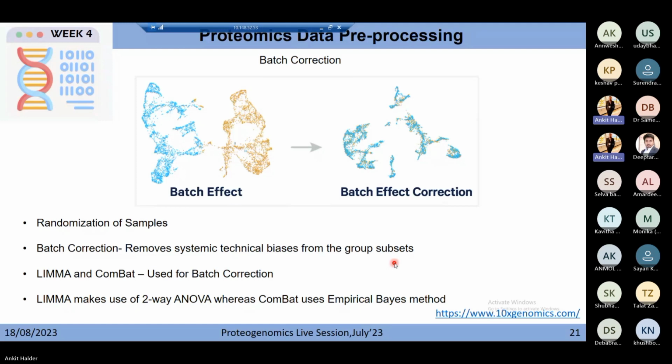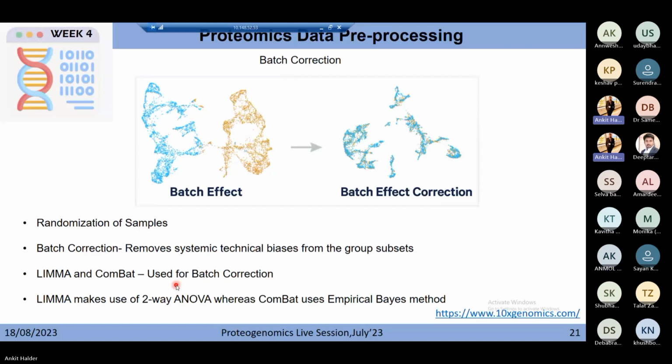So these are the two algorithms that are widely used in this kind of data sets for your batch correction. One is limma, which uses a two-way ANOVA to understand the difference between the two batches, not the samples but the batches.